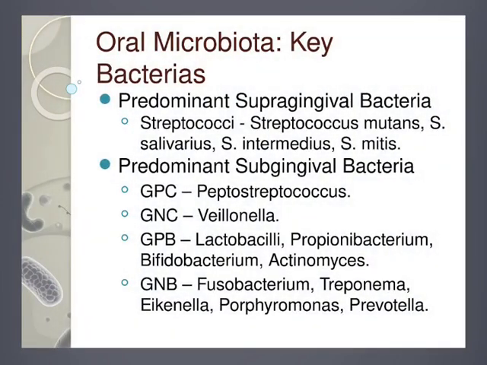Key bacteria in the mouth differ by location. On tooth surfaces above the gums, various streptococci species dominate. Below the gums, a diverse group including gram-positive cocci, gram-negative cocci, and rods like lactobacilli and fusobacteria play roles. Understanding these bacteria helps us see how they contribute to oral health and disease.